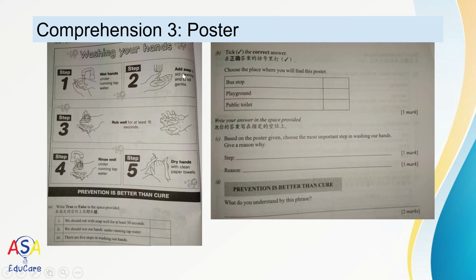Okay, let's do this one: choose the place where you will find this poster. So let's go through the poster first. This poster is about washing your hands. In this time, I think it's very good for us to understand the steps to wash our hands. Okay, so first one, you have to wet your hands under running tap water. 就是在那个喉咙头下面哦。你开水的时候, then you just put your hands and then let it wash.